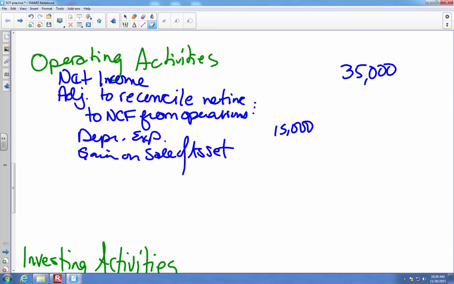Gain on sale of asset. Did that increase or decrease my net income? It increased it. Did somebody write me a check for it? No, so therefore I've got to subtract it. Very good. And how much was that? 20?